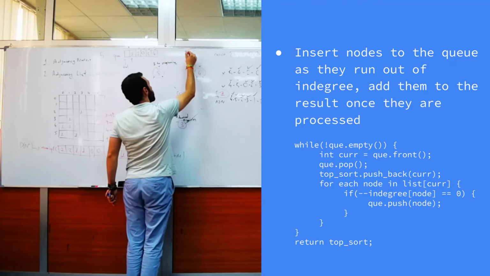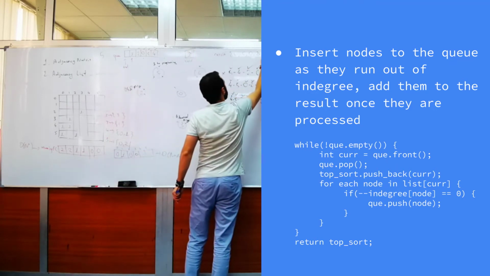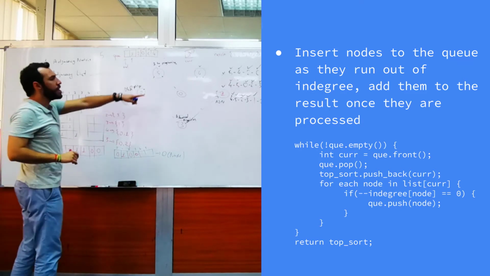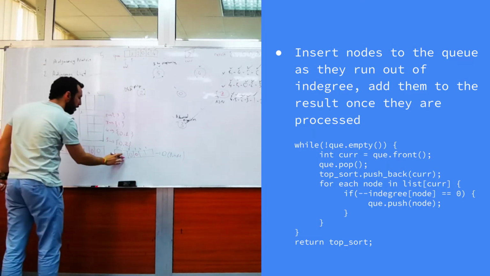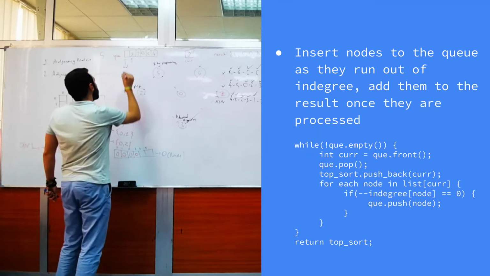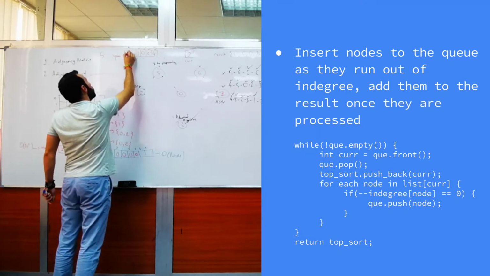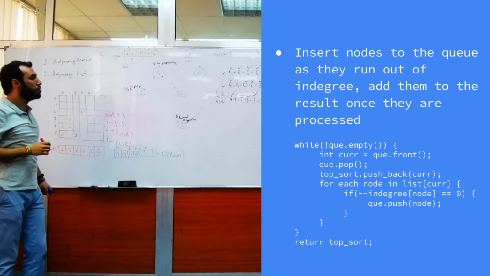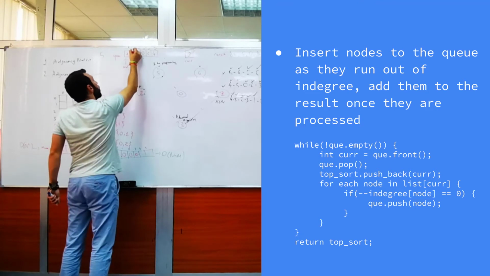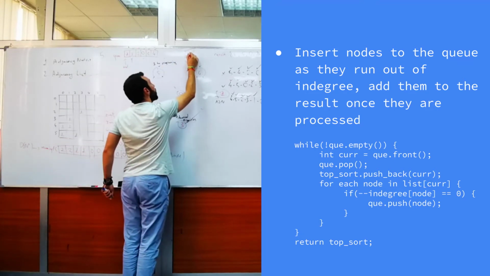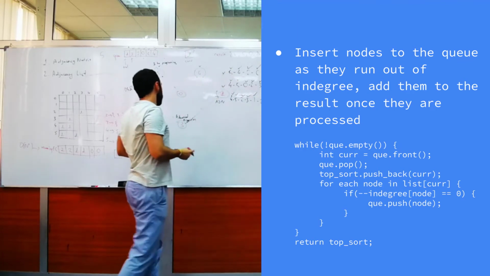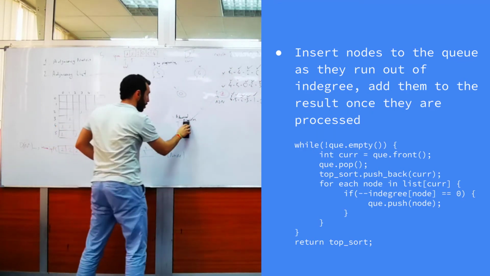My current node is 3 now. 3 is added to the result. And 3 has 1 outgoing edge to 1. Now, 1's incoming edge count is also 0. So 1 is added to my queue. And since I have 1 more element in the queue, I will continue execution. 1 becomes my current. 1 is added to the result. There are no outgoing edges of 1.